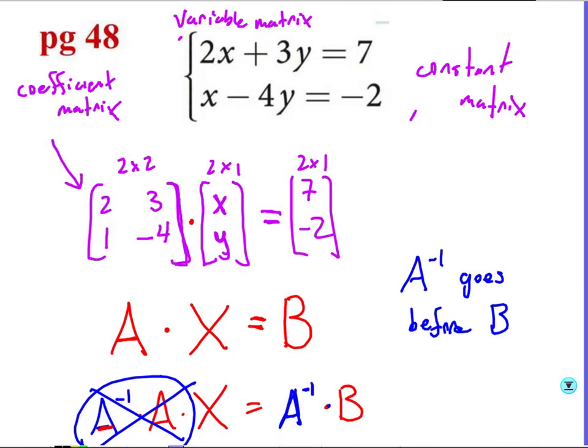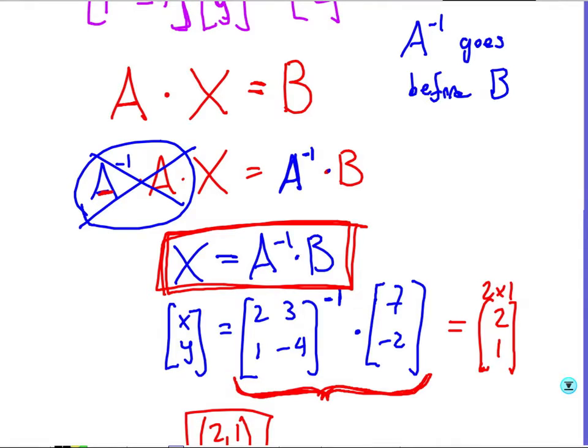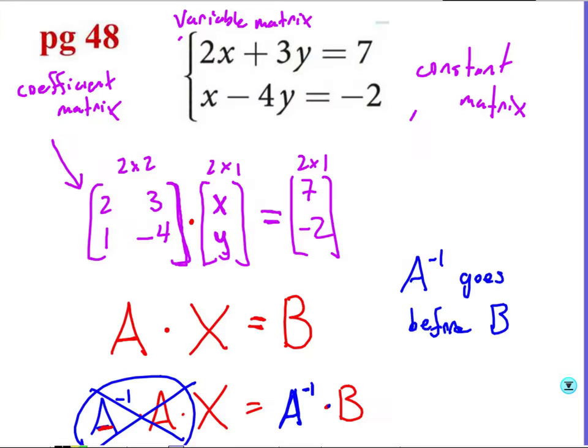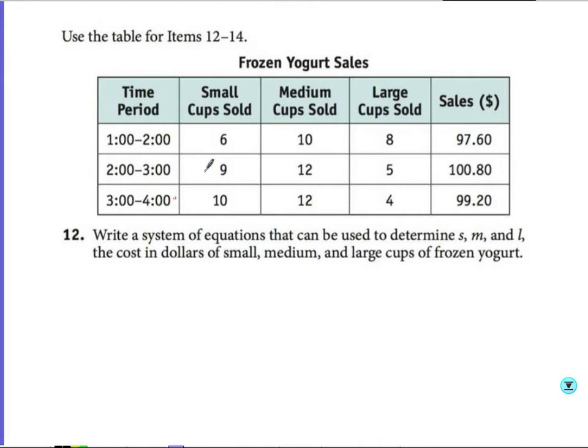So let's go to, so I already had you do this homework and you already turned it in and you already got a grade. So now let's take this question that we had, and instead of using S, M, and L, I'm going to use X, Y, and Z. So remember how we set the equations up. It's basically 6x plus 10y plus 8z equals 97.60.